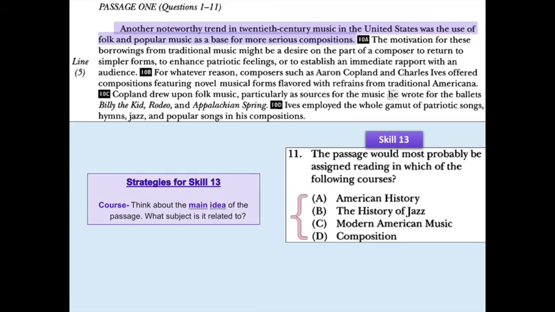Okay, so now let's look at the answers. A, American history. It is talking about the past, but the focus is not on history. It's on music. B, the history of jazz. That's too specific. The main idea is not about only jazz music. C, modern American music. Yes, this works. It says the United States. It says 20th century music. That is our main idea. So this is the best answer.